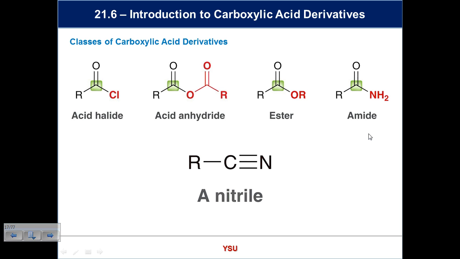And then we've got the amides. And we've got this sort of continuum of reactivity. We'll say that acid chlorides and anhydrides are super reactive, esters are less reactive, and amides are the least reactive of all. And we'll explain why in a second.